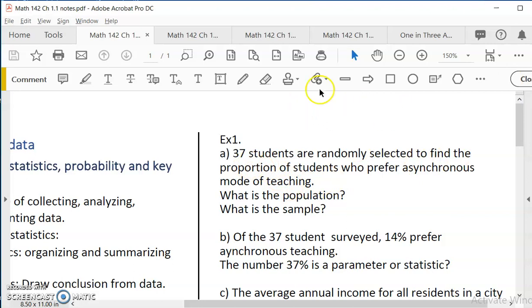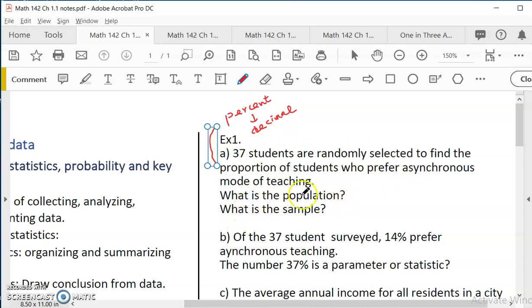Now, in statistics, this term proportion is similar to percentage. So in real life, we actually say percentage. But in statistics, we call percentage a proportion because this is represented in decimal form. So if you find a percentage of 25%, a proportion would be 0.25. So it's just a special word that statisticians use. So we want to find the percentage of students, out of these 37, who like asynchronous teaching.